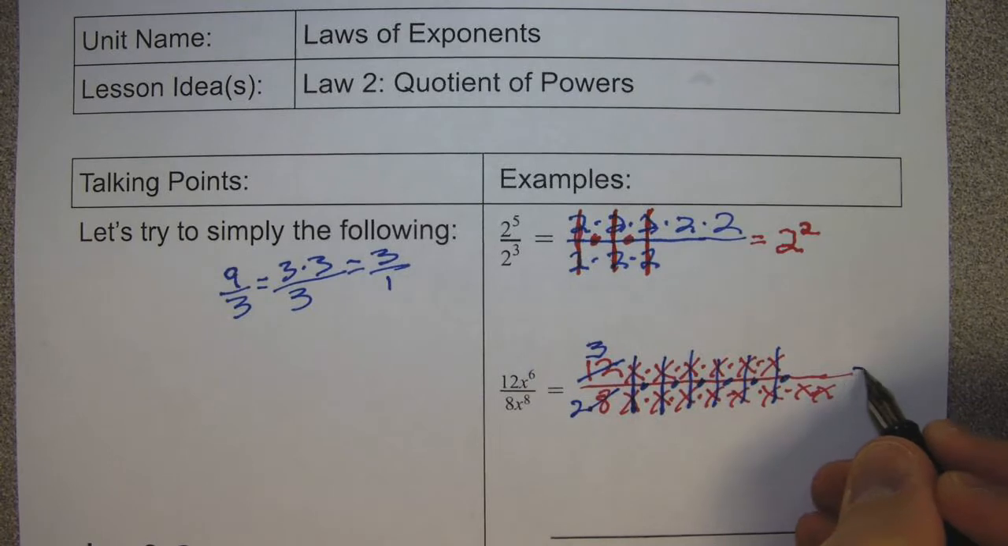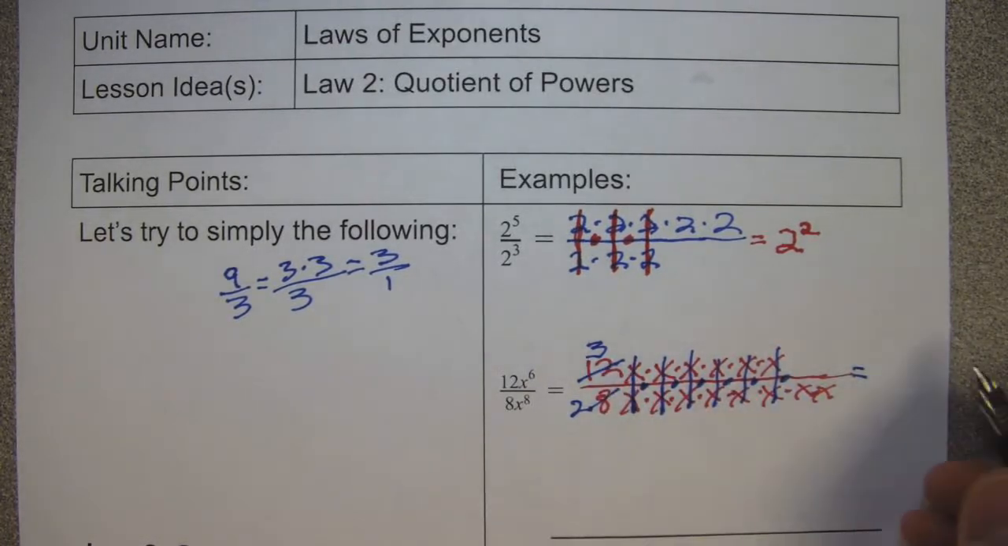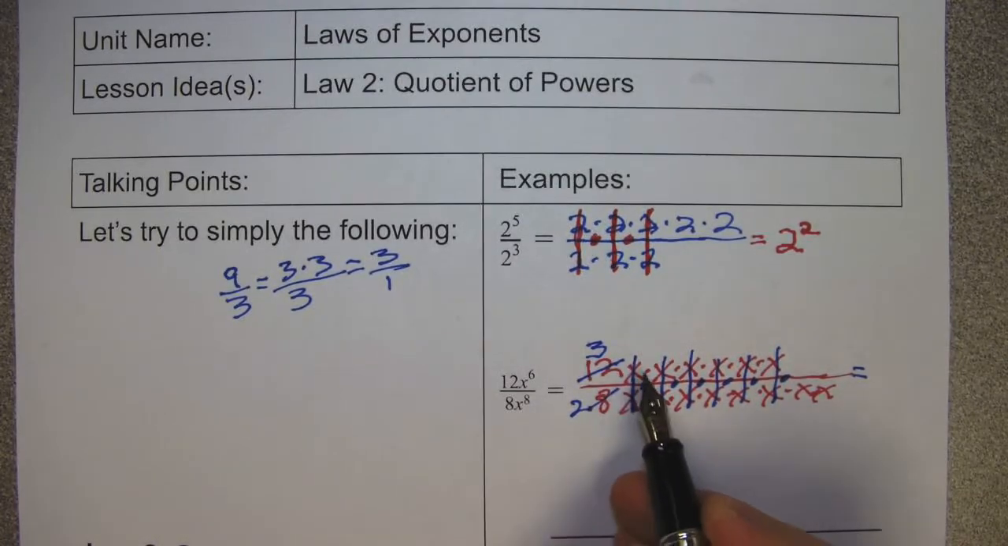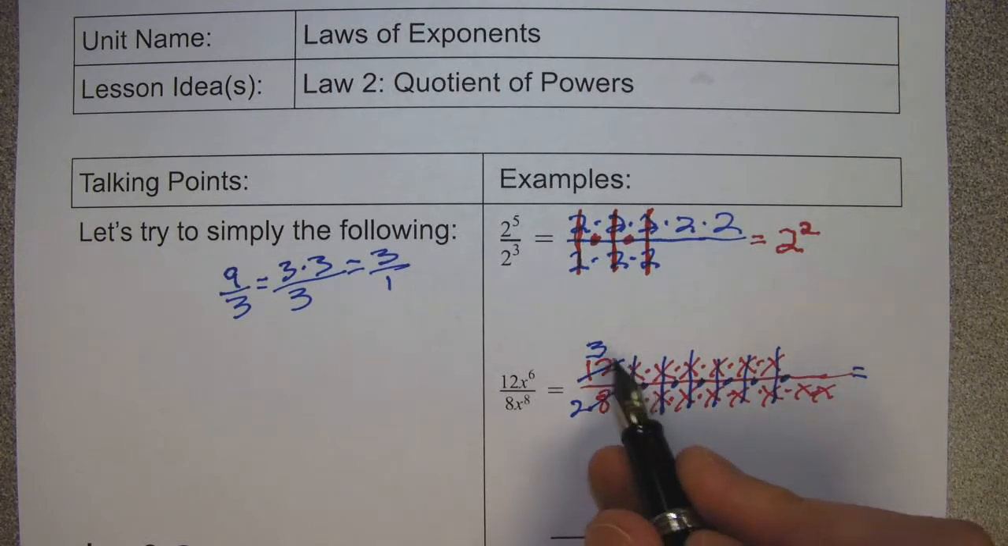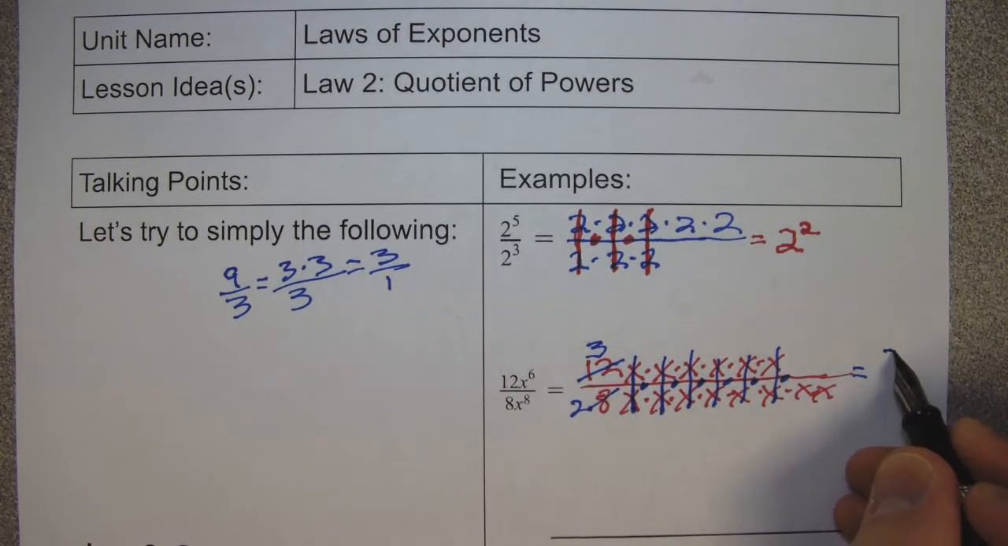So my final answer, let's see what we get. 3 stays up top because notice I've got 3 times 1 times 1 times 1 times 1. You get the idea. 3 times all those 1's is just 3.